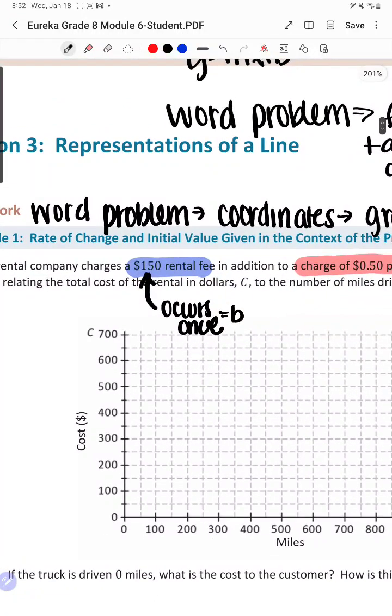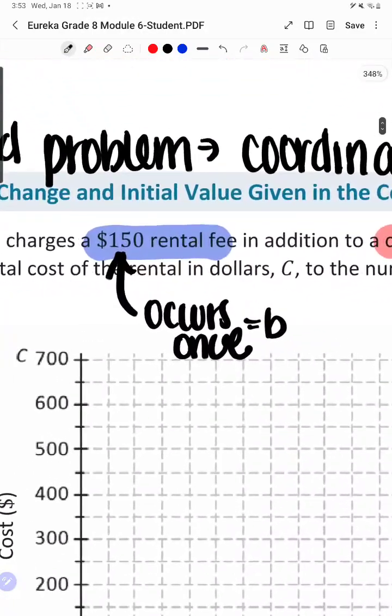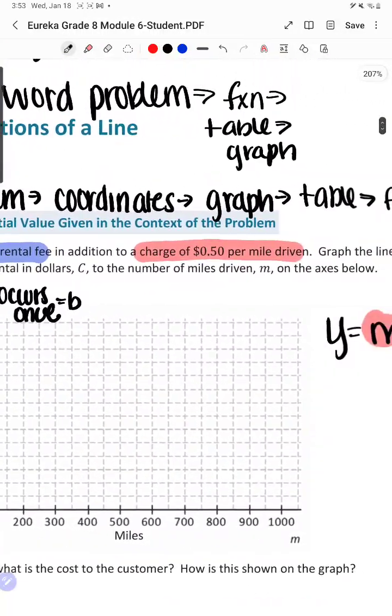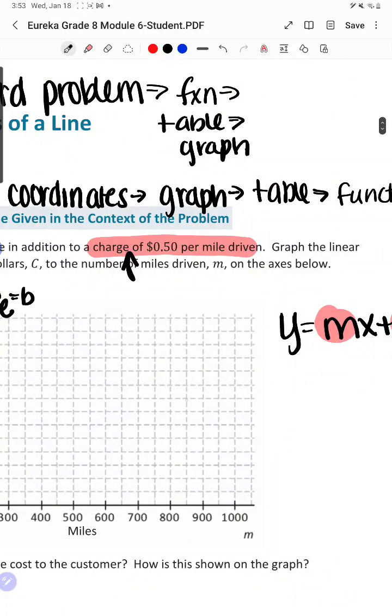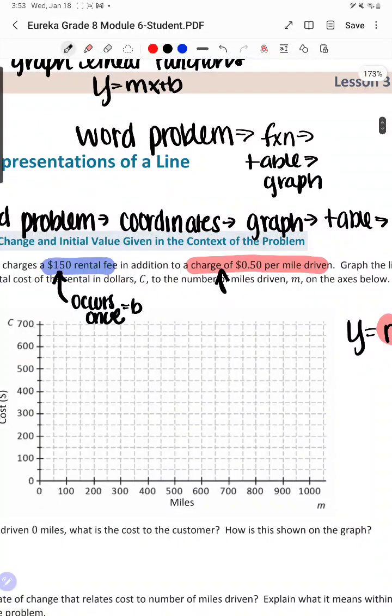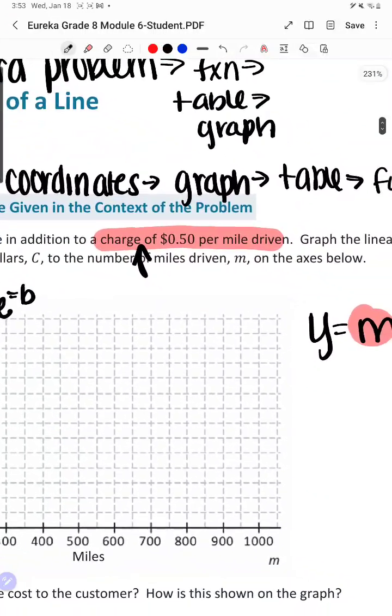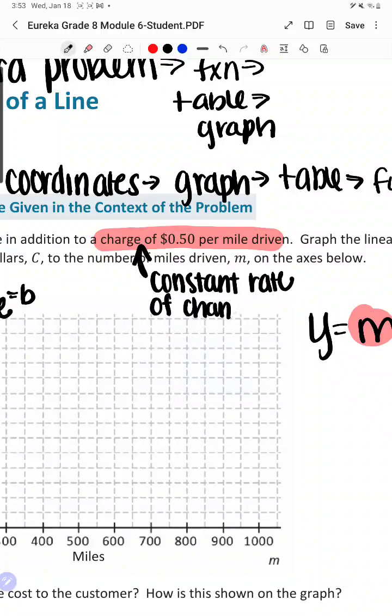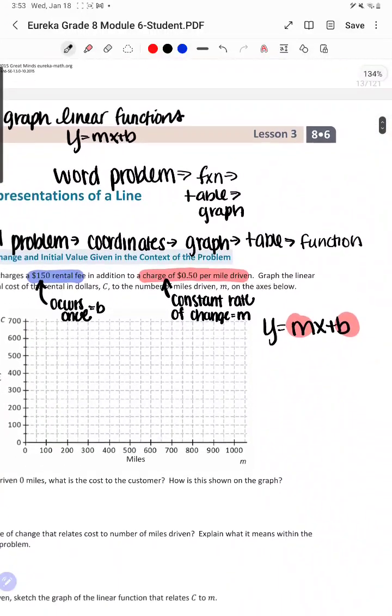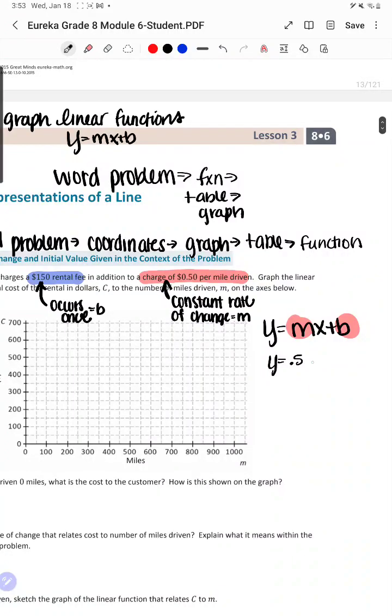So whenever you walk up into the U-Haul station and you ask for a U-Haul, they're going to charge you $150 to rent it. Then on top of that, they're going to charge you 50 cents per mile driven. Now you can drive this all the way across the country if you want to, but they're still going to charge you 50 cents for every mile. You could drive it just 1 mile and they're still going to charge you 50 cents for it. So this is our constant rate of change. It happens as many times as you need it to happen. And that is our m. So we have y equals 0.5x plus 150. And this is our function.